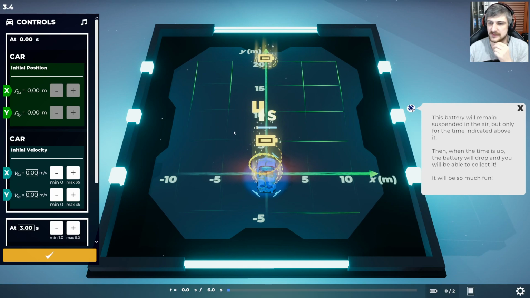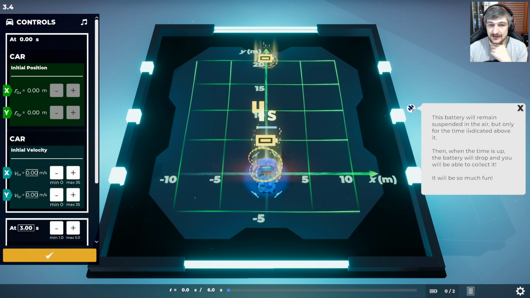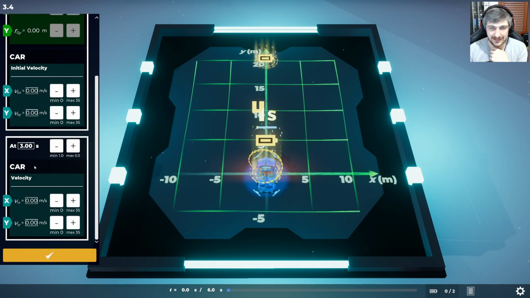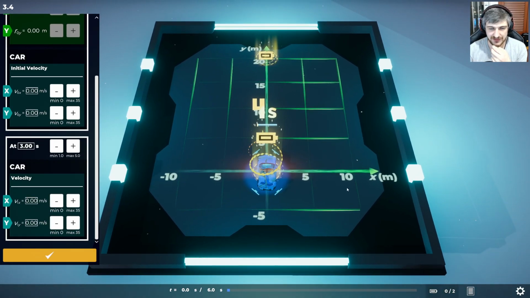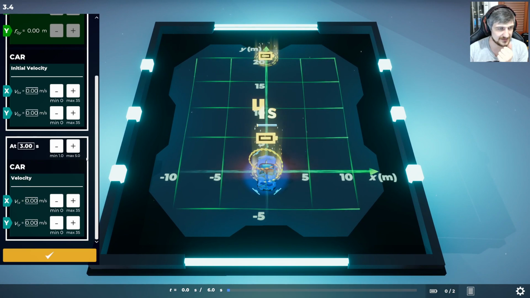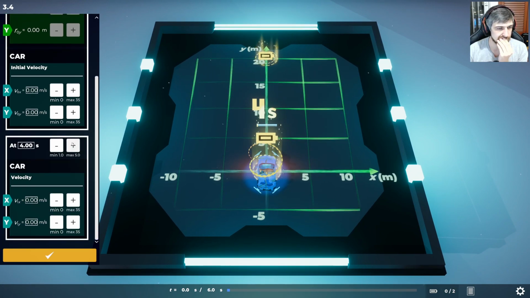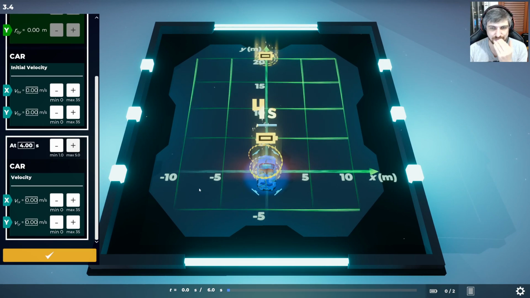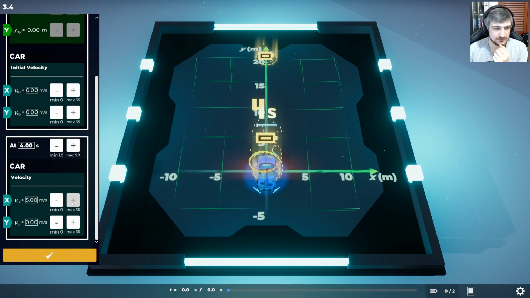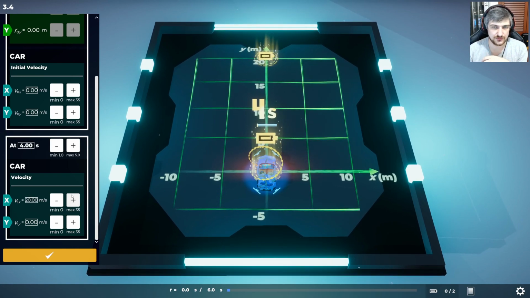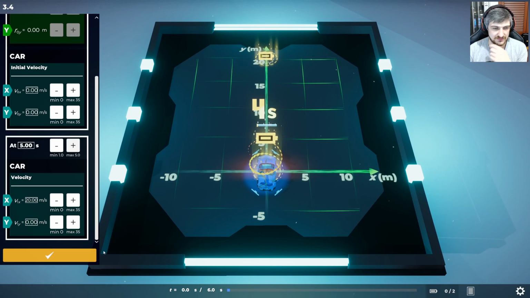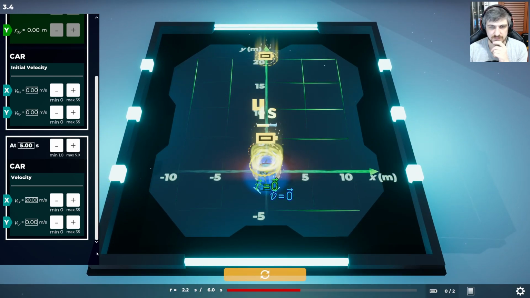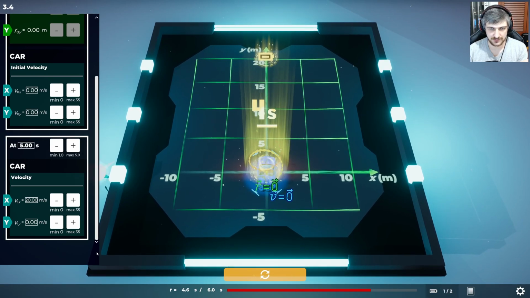The battery will remain suspended in the air, but only for the time indicated. So in 4 seconds, it's going to drop. We have 6 seconds. We could just wait here for 4 seconds, and then bolt it. Well, we could just do this. 5 seconds. Because it'll take a second to drop also, is what I'm assuming.